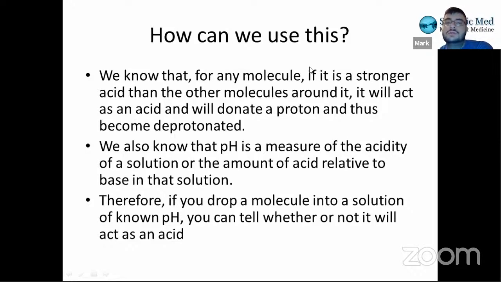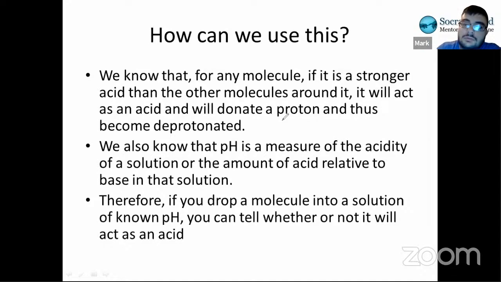Okay, so how can we use all this information? We know that for any molecule, if it is a stronger acid than the other molecules around it, it will act as an acid and donate a proton, and thus become deprotonated. We know examples. If you have HCl, which you know is a strong acid, surrounded by water, and you throw some HCl into water, the HCl is obviously a stronger acid than the water, so it will donate a proton to the water.